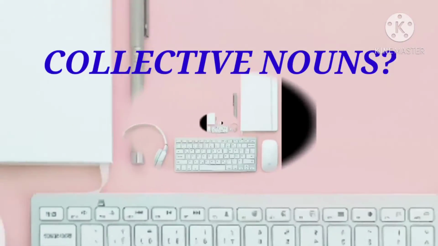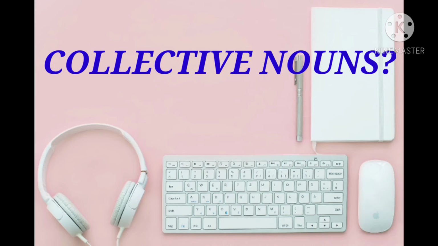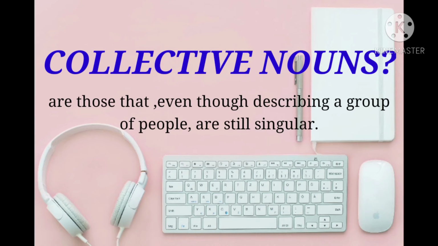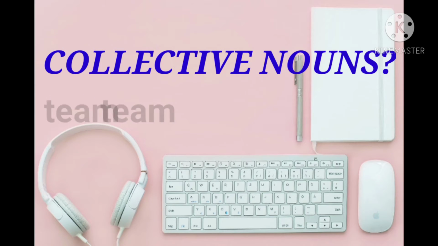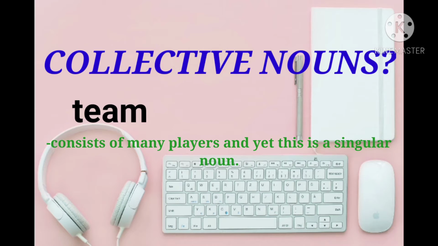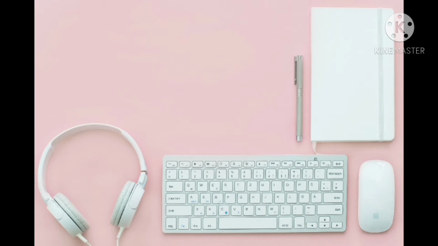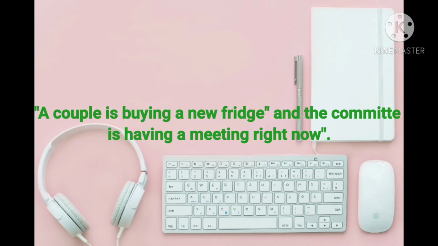But what happens with collective nouns? Collective nouns are those that, even though describing a group of people, are still singular. An example is the noun team. A team consists of many players, and yet this is a singular noun. Because it's singular, you still need to use is with it. Other examples would be sentences like a couple is buying a new fridge and the committee is having a meeting right now.